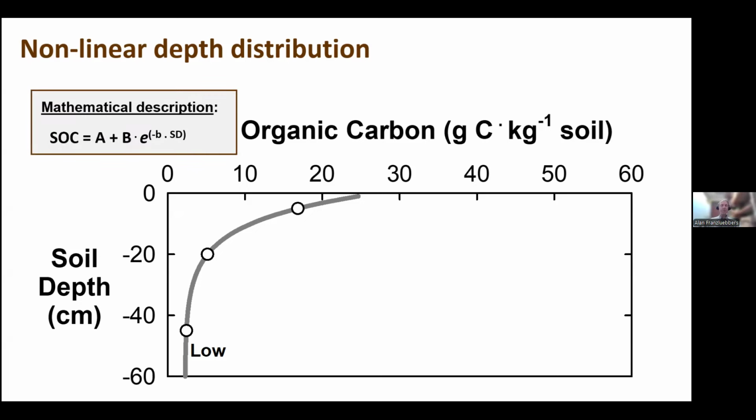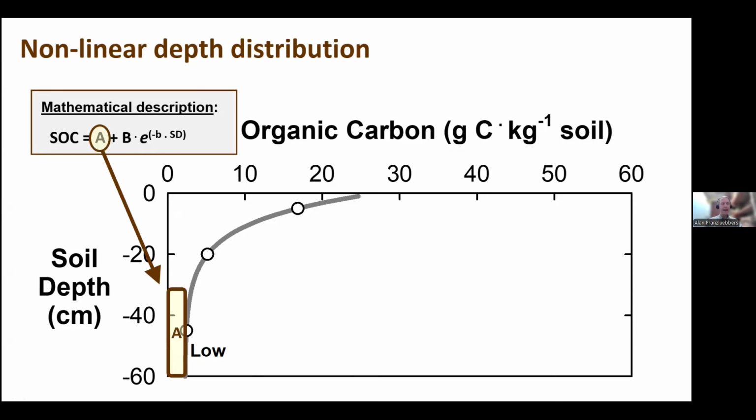It doesn't really matter what situation it is, but I wanted to describe the process of how we are starting to quantify this effect. So this is the mathematical description. We have soil organic carbon, whatever that concentration is. It's going to be a function of a coefficient B. It's a nonlinear, exponential function with a rate constant and soil depth.